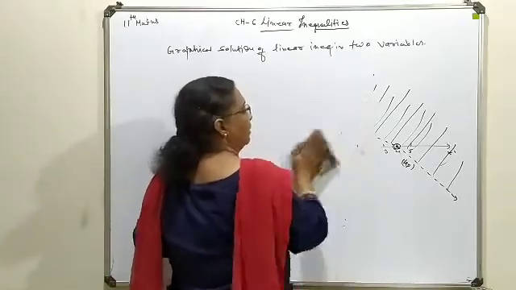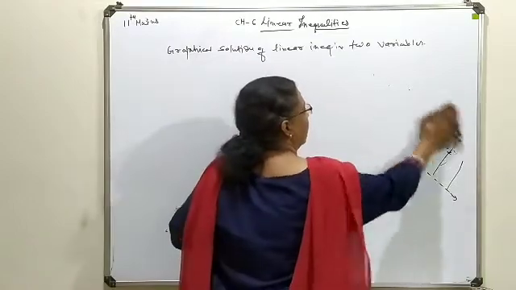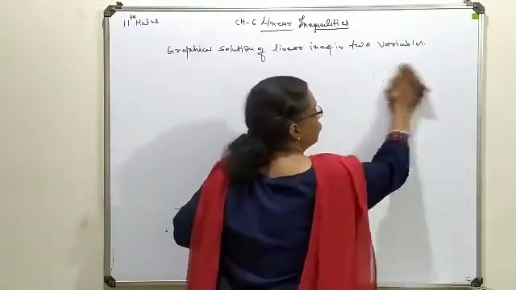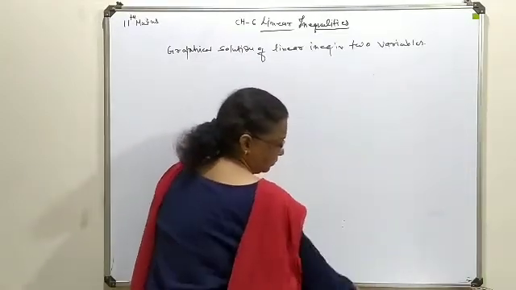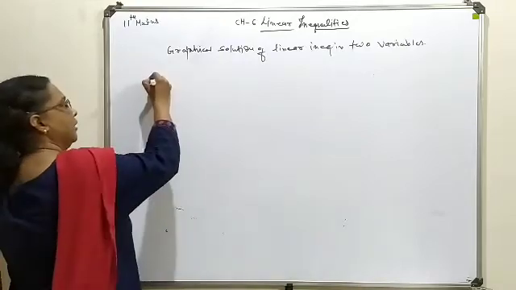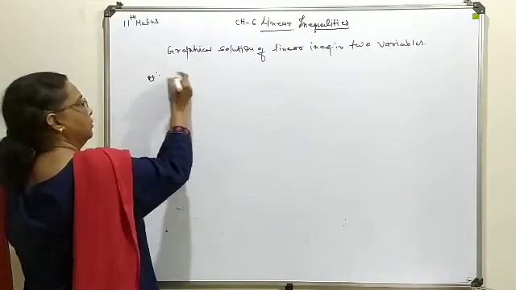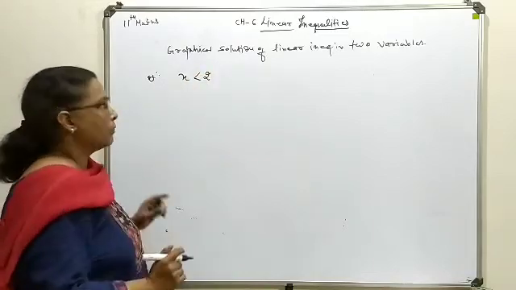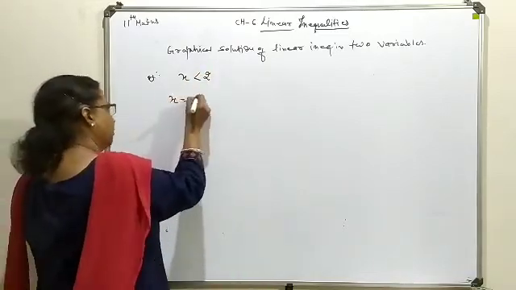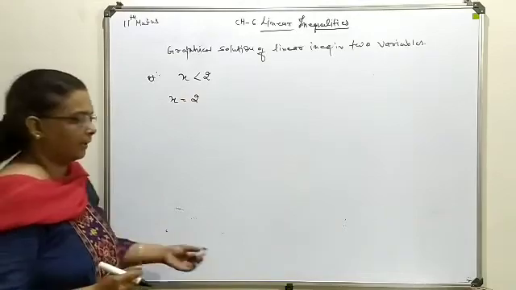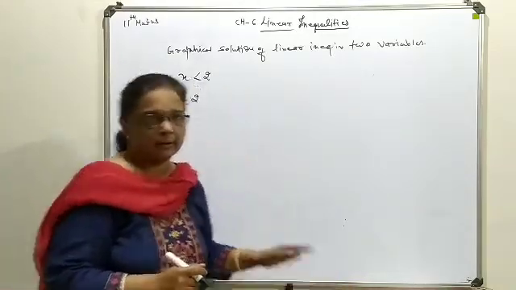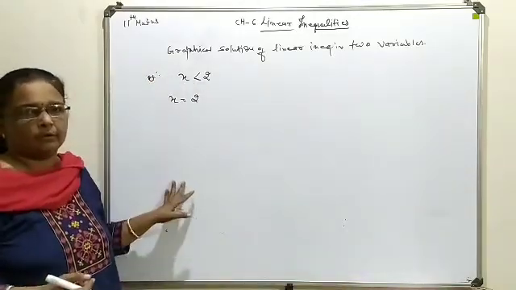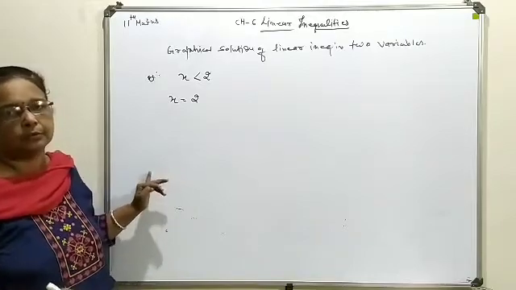Suppose we are having one line as a standard one, x is less than 2. Suppose this is the third example that I would like to introduce to you. Normally we are having x is equal to 2. We can represent this line on a graph as a line which is perpendicular to the x-axis or parallel to the y-axis.